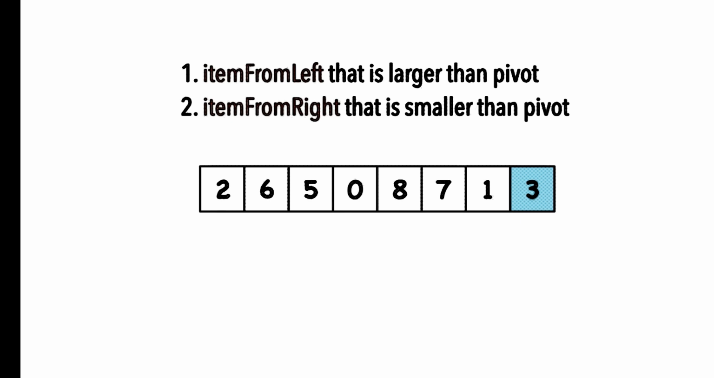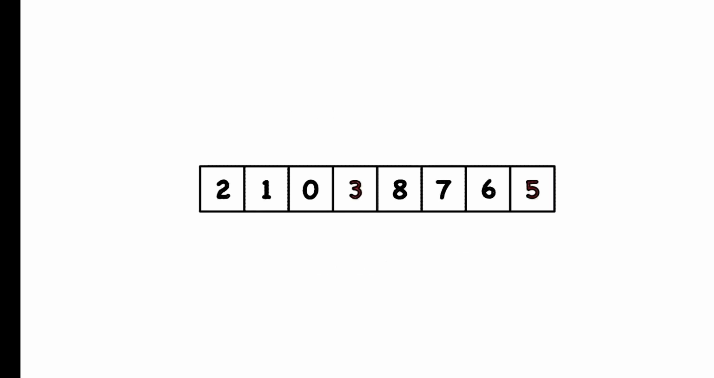Start by comparing the pivot with the first book in the collection. If the book's number is greater than the pivot, it stays in place. If it's smaller, it swaps places with the pivot. This process is repeated until every book has been compared to the pivot. At the end of this phase, the pivot is in its final position.